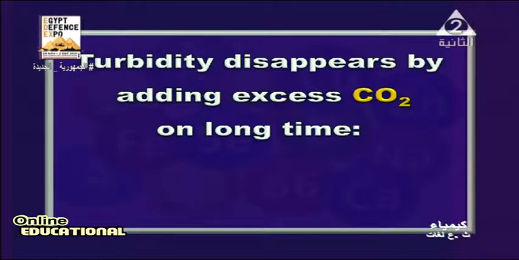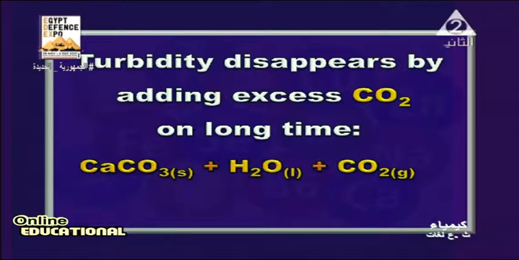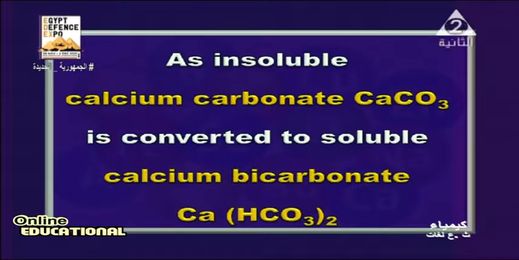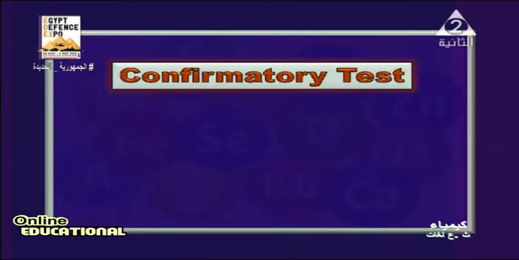The turbidity disappears. Why? Because the carbon dioxide that passed in excess reacts with the calcium carbonate and water, forming calcium bicarbonate, which is soluble in water. So the turbidity disappears. The reaction here means that the insoluble calcium carbonate is converted into soluble calcium bicarbonate. Now we are going to discuss the confirmatory test.